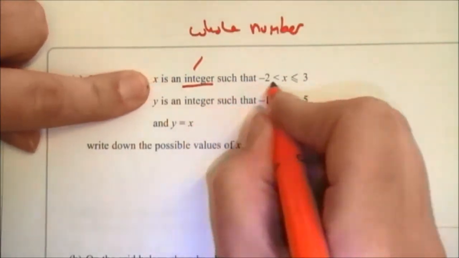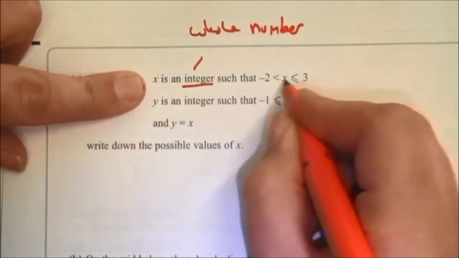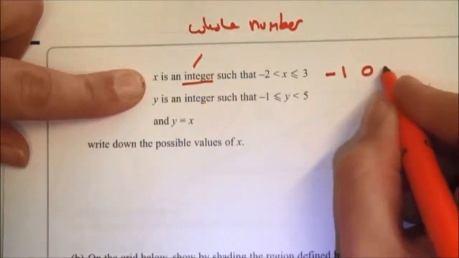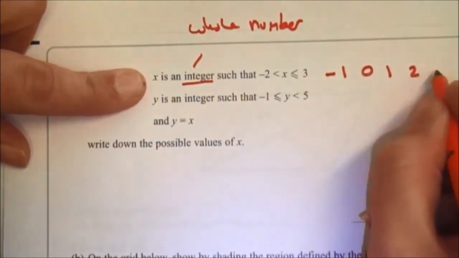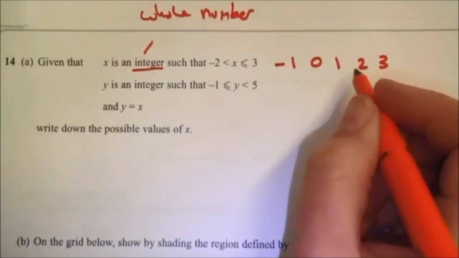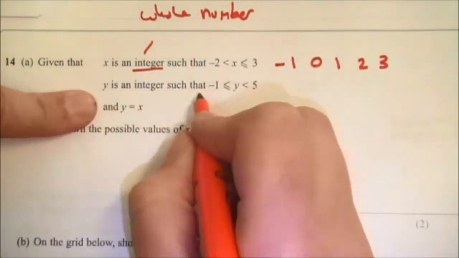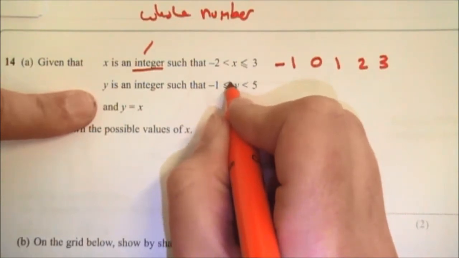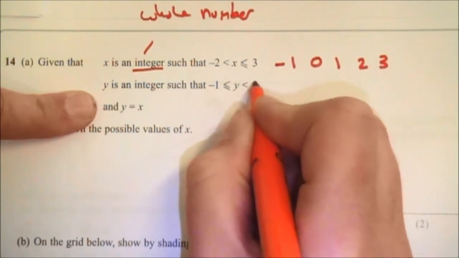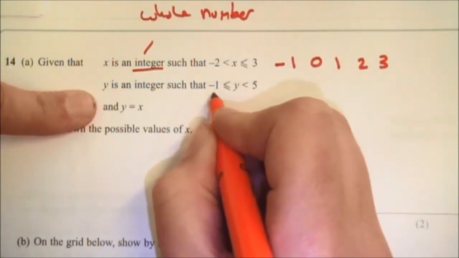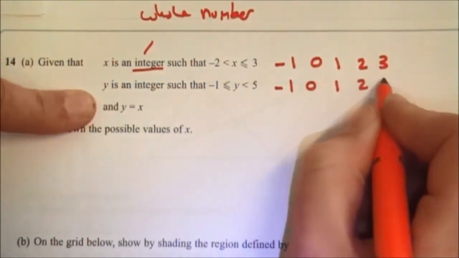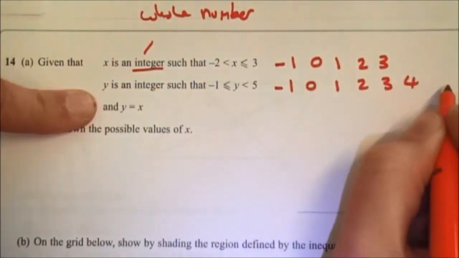So I'm going to list first of all what this one can be equal to. It cannot be -2, it can be -1, it can be 0, it can be 1, it can be 2, and it can be equal to 3 because it's got the double line. Now y is an integer such that y is greater than or equal to -1 and y is smaller than 5. So this time it cannot be 5, but it can be -1. So -1, 0, 1, 2, 3, 4, and it can't be 5.